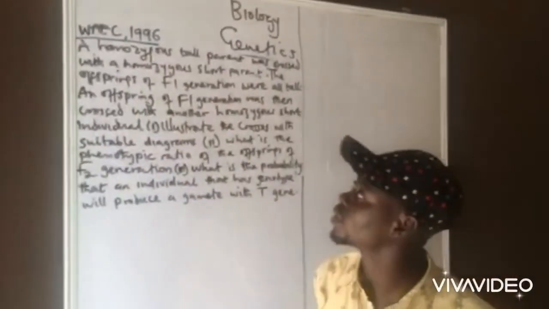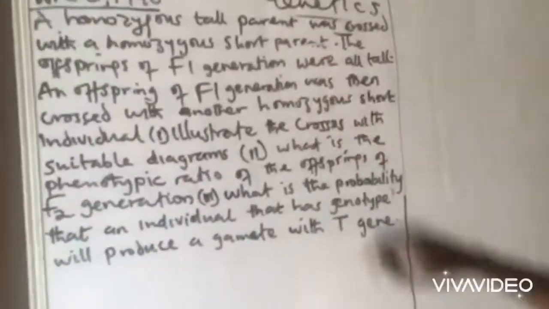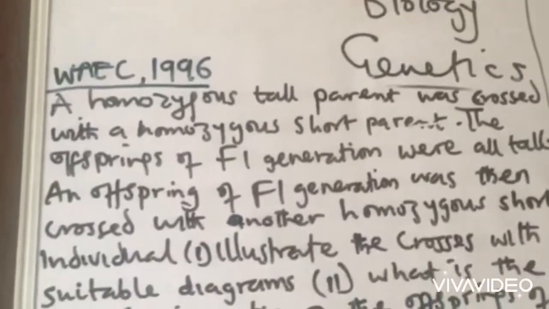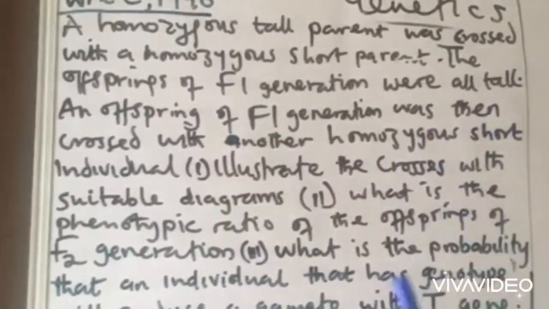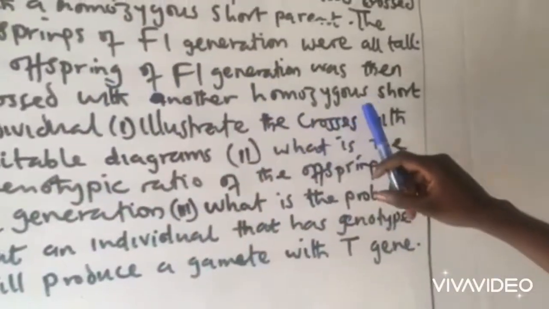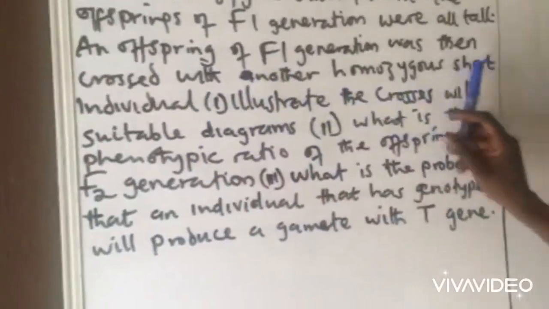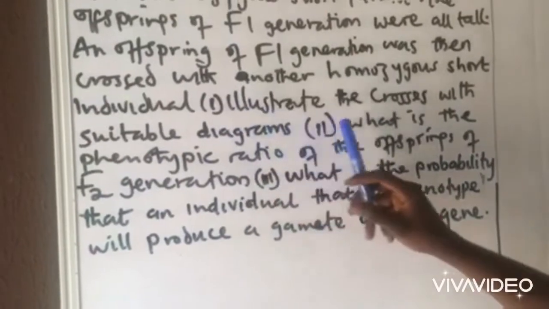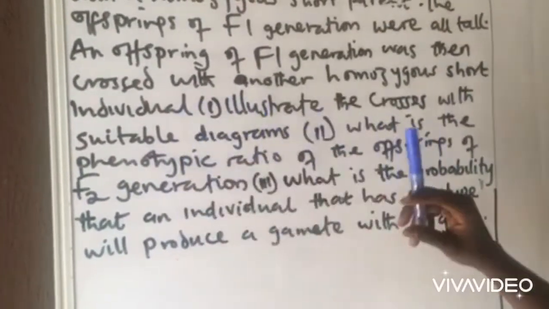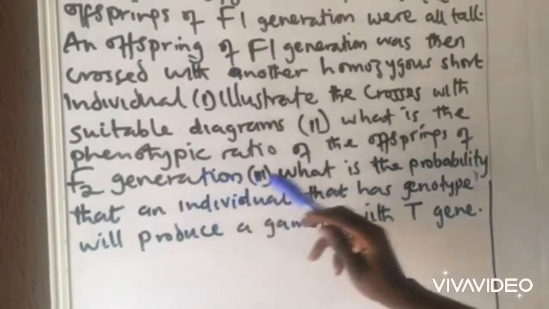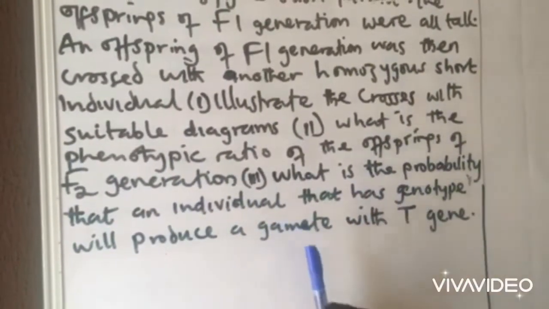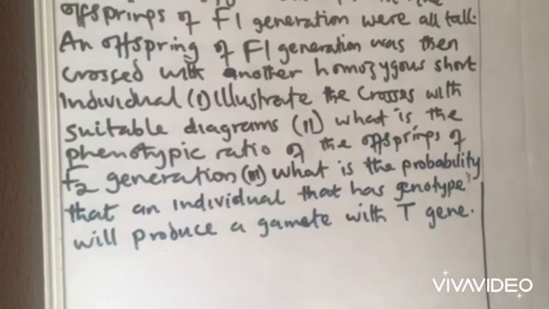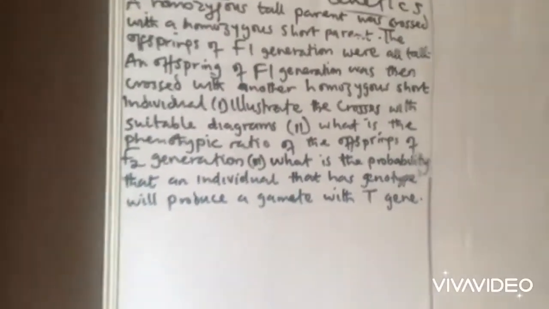Analysis, and the question said that a homozygous tall parent was crossed with a homozygous short parent. The offspring of the F1 generation were all tall. An offspring of the F1 generation was then crossed with another homozygous short individual. 1. Illustrate the crosses with suitable diagrams. What is the phenotypic ratio of the offspring of the F2 generation? What is the probability that an individual that has genotype will produce a gamete with capital T gene?